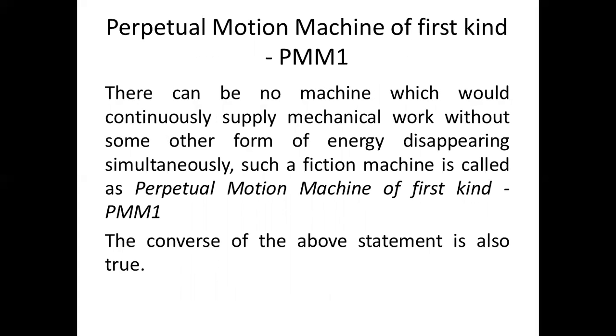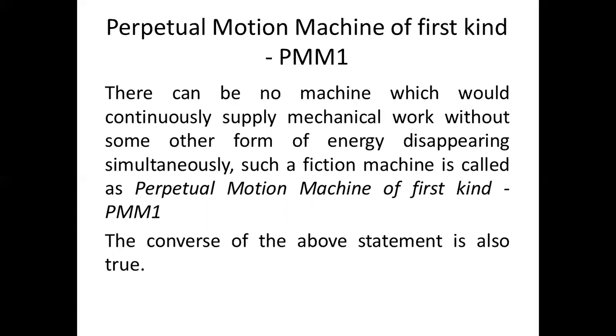Next concept is perpetual motion machine of first kind, PMM1. There can be no machine which would continuously supply mechanical work without some other form of energy disappearing simultaneously. Such a machine is called a perpetual motion machine of first kind, PMM1. That means for any system to convert heat into work or work into heat, some amount of work will be taken for the running of the system.